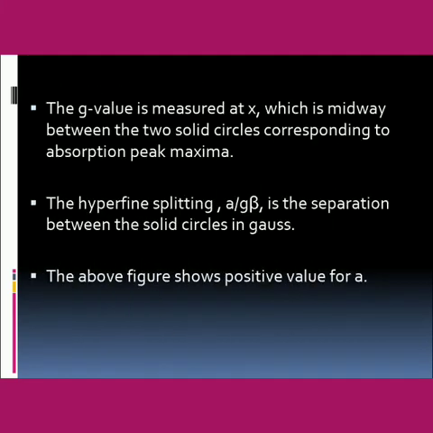The g value is measured at X, which is midway between the two solid circles corresponding to the absorption peak maxima. The hyperfine splitting A/gβ is the separation between the solid circles in gauss. The above figure shows a positive value for A.